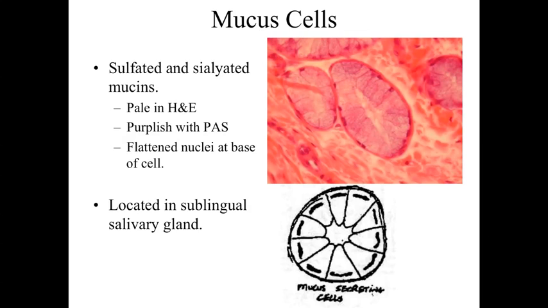We take a look at the mucus cells, and again, they're involved with producing sulfated and sialated mucins. They're going to have a much paler staining appearance. The serous cells were very basophilic. The mucus cells are going to be very pale in hematoxylin and eosin. We use that periodic acid Schiff, the PAS stain that we looked at in one of the early slides. They may have kind of a purplish or magenta staining appearance. When we take a look at these, the cytoplasm is going to look relatively pale, kind of purple or pinkish in appearance, and the nuclei in general, instead of the round nucleus that we would see in serous secreting cells, are going to be flattened nuclei towards the base of the cell. And so we can see these mucus secreting cells in areas of the body like the sublingual salivary gland.